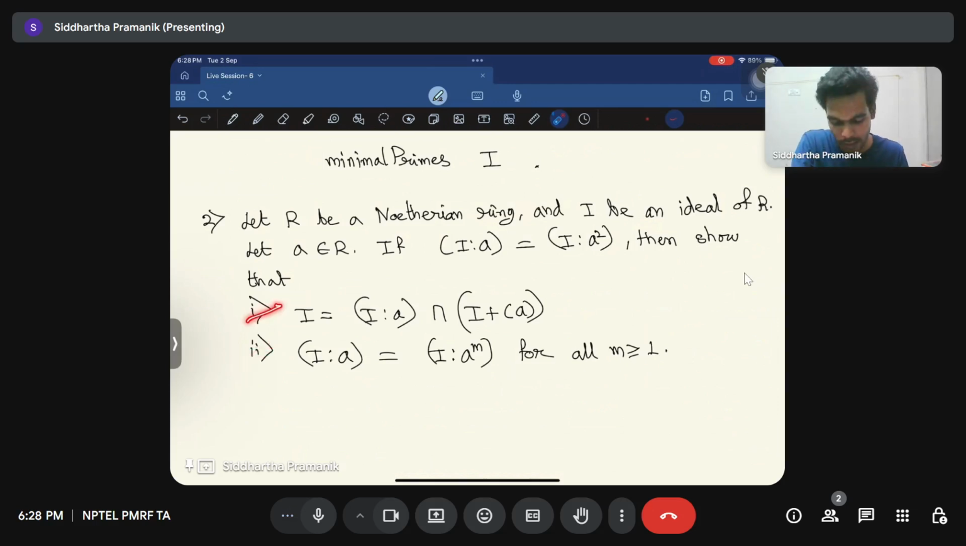The first one is the ideal I is the same as the ideal I colon a intersect with the ideal I plus ideal generated by a. So this is the first one. And the second one is I colon a is the same as I colon a^m for all m greater than or equal to 1. So this will give you that this is the same as I colon a^infinity, the saturation of I with respect to a. So let's prove this one by one.